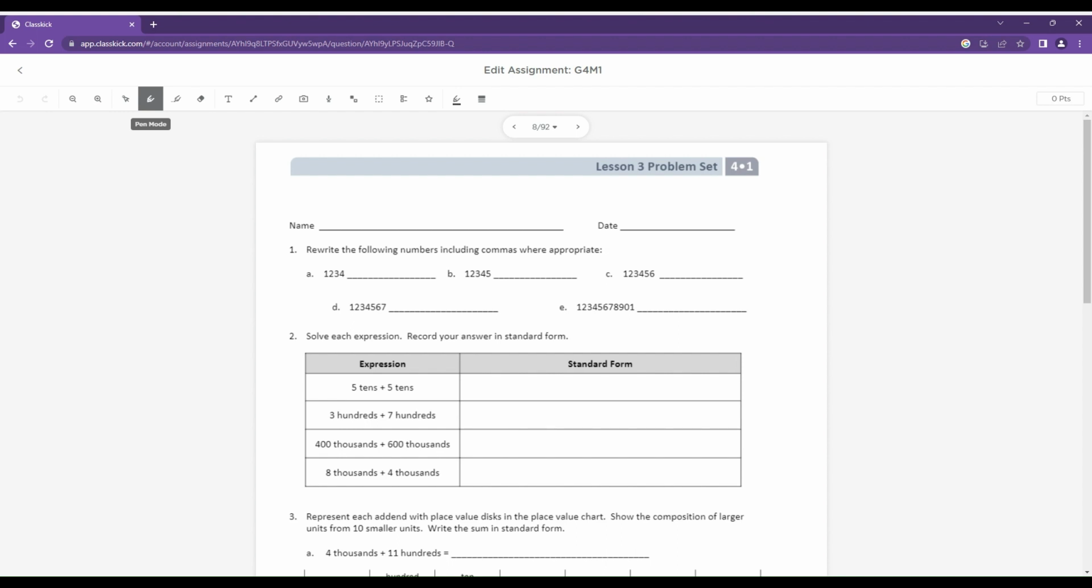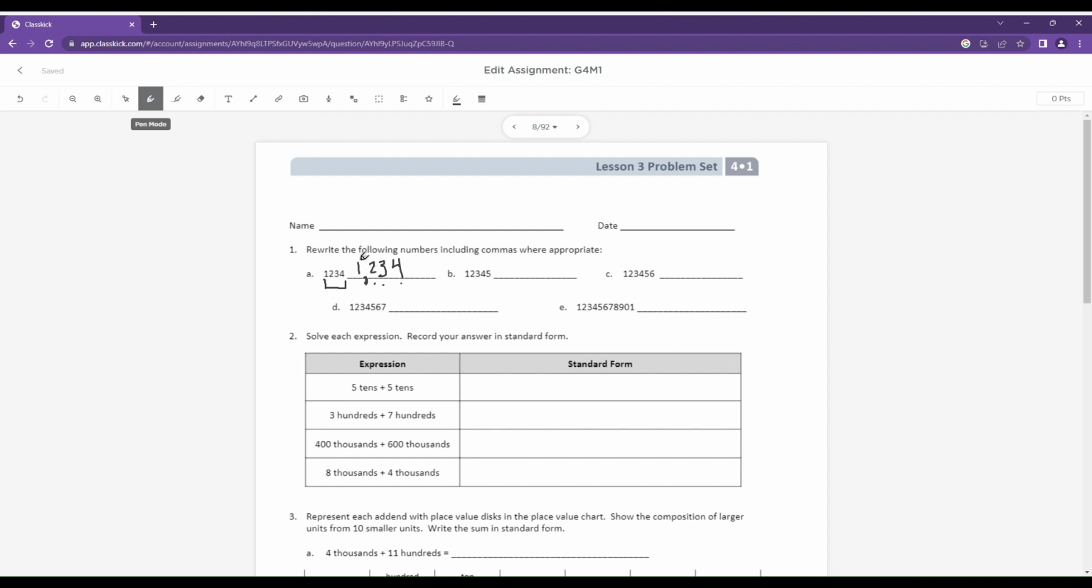So we're going to take a look at this problem set here by looking at number 1, where it says rewrite the following numbers, including the commas where appropriate. When we insert those commas, it makes numbers a lot easier to read. Where the comma goes is we count from the right to the left every 3 numbers. That's where a comma goes. So in this case, we would have 1, 2, 3, 4, but our comma is going to go after 1, 2, 3 numbers.